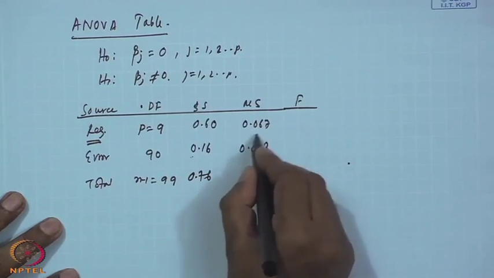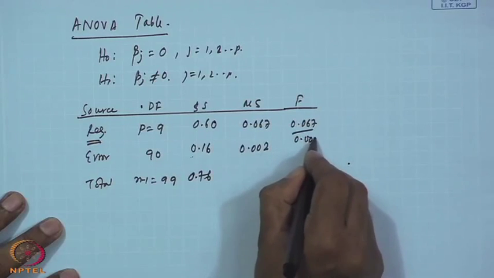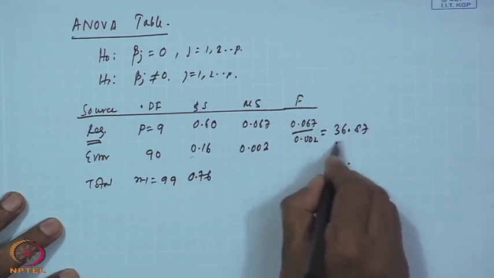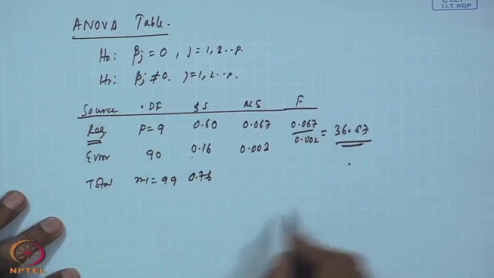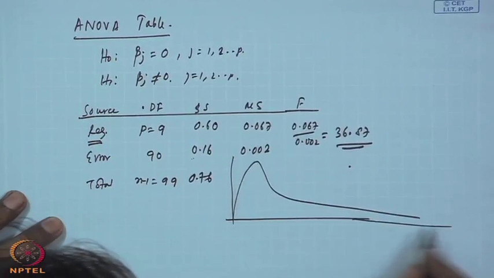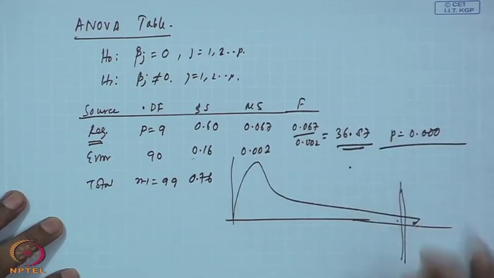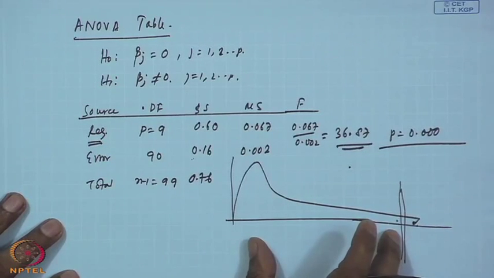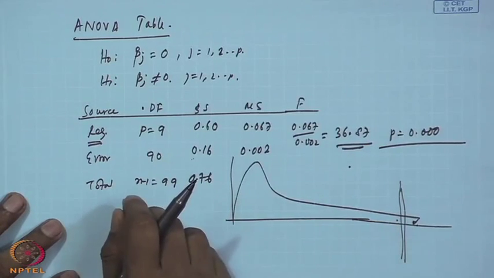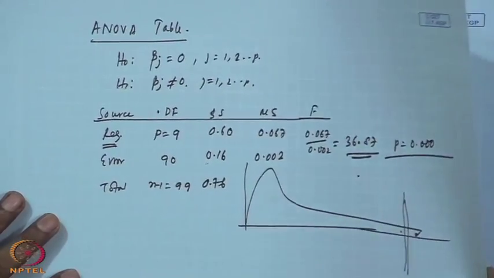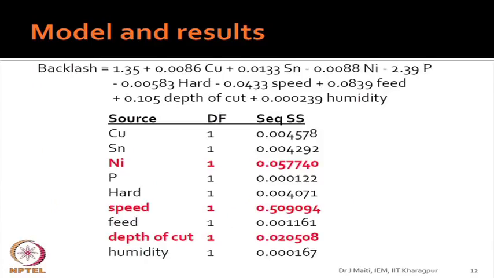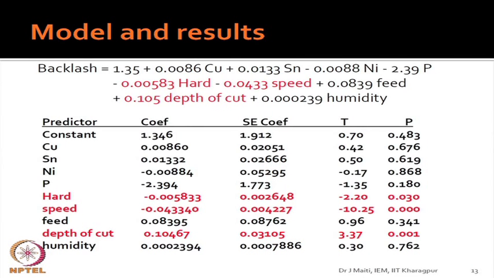So, your F value will be 0.067 by 0.002, this is a very high value, 36.87. So, a very high value means it may be falling somewhere here. Okay. So, if you calculate the probability, the software will show almost 000. So, that means the independent variables are actually contributing in explaining the variability, which is also obvious from the R square table. Okay. So, we are accepting the model from overall adequacy point of view. Then what we require to test? We require to test the individual parameters, test of parameters.